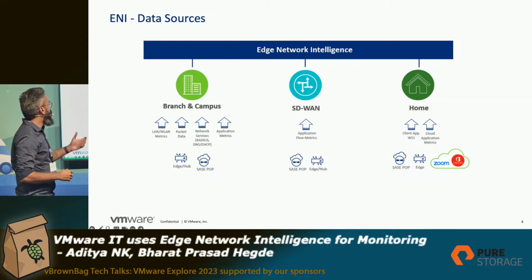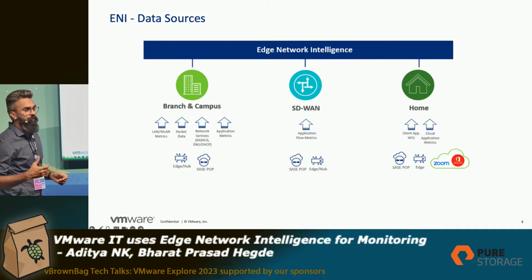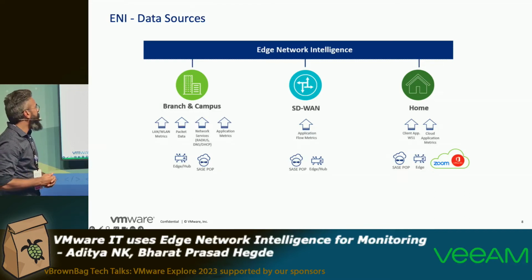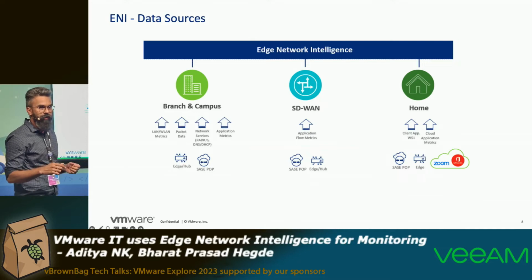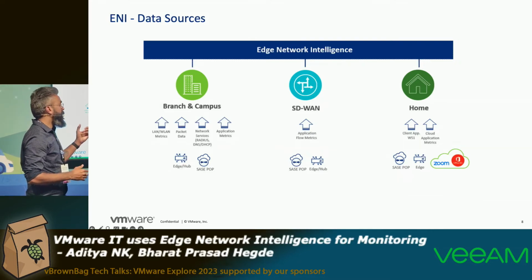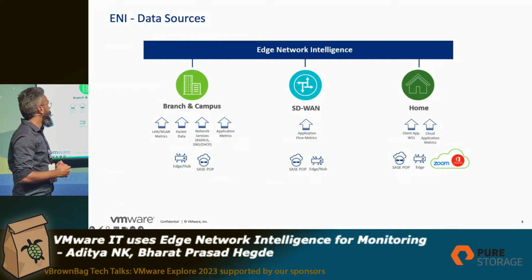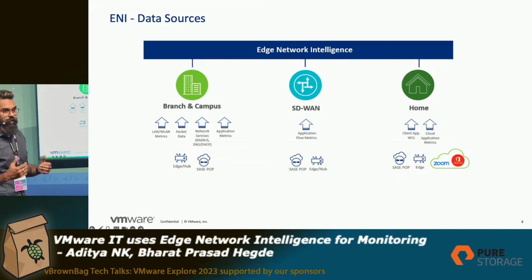And when it comes to SD-WAN, it collects the application flow metrics from the VeloCloud Edge and Hub. When you're connected from home, there will be an agent installed on your laptop, and it will keep sending the data to the ENI. It collects the data from the client app, and it also collects the application metrics from your edge machine to the respective application you're accessing.